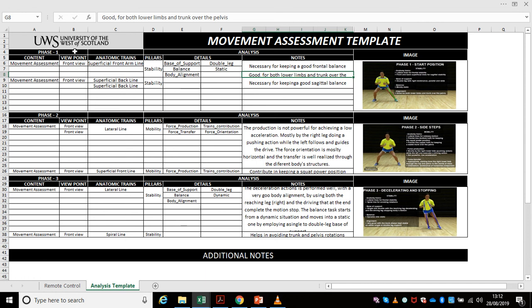And as you can see, for each specific phase I've defined what was the main aim, what perspective was used to analyze the movement, the specific anatomic trains involved or mostly involved in pursuing these aims, what was the main pillar, stability or mobility, and the specific characteristics for each one of them, with the detailed analysis, so a subjective professional analysis accompanying the details.